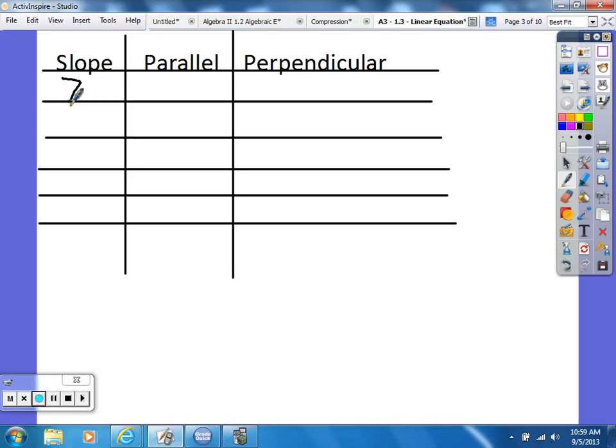Justin, what's the parallel slope? Take a guess. No? 7. Parallel means the exact same. The slopes are going to be perfectly the same. Okay, raise your hand to tell me the perpendicular slope then. Brandon? Negative 1 over 7. So far, so good? Okay. Brandon, favorite fraction of the day? Okay. Go ahead and fill those in for me, everyone.